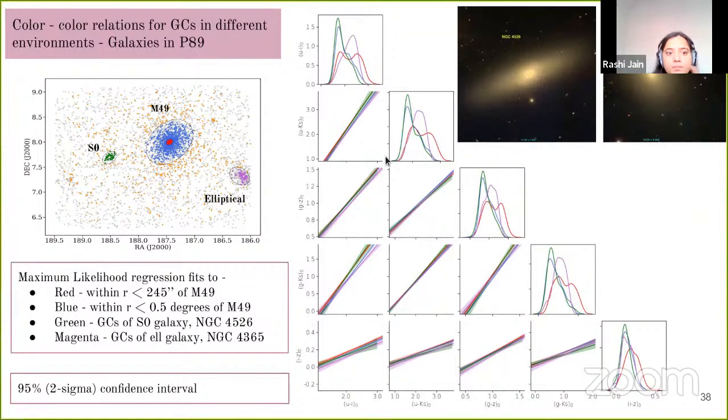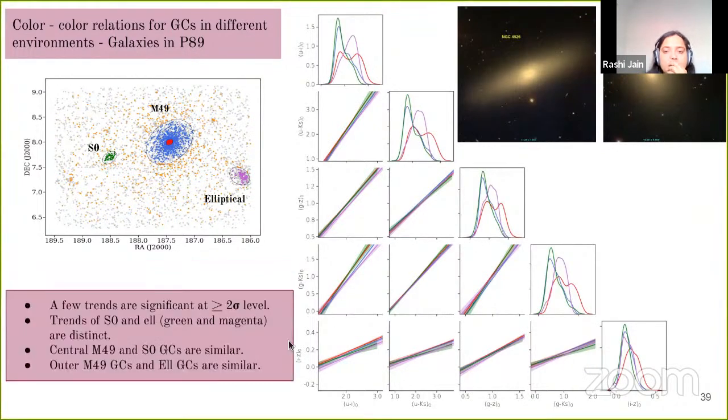The central clusters are bimodal, so they have a red part and a blue part, whereas the outskirts show mostly blue globular clusters around M49 and so on. We had seven optical bands, so we can have more than 100 combinations of colors, but we selected only a few just to show what kind of trends one can expect.